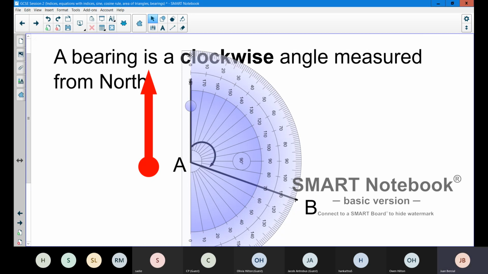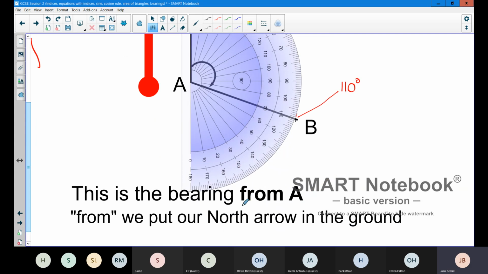And you can see that angle: 0, 10, 20, the angle that I'm reading here is 110 degrees. So a bearing is measured clockwise from north. When it says a bearing from a point, I need to put the north in there, and usually we write it as three figures. So this bearing will be 110 degrees. It's just clockwise. The most important thing is that if they tell me from A, that is where I'm going to put my arrow.